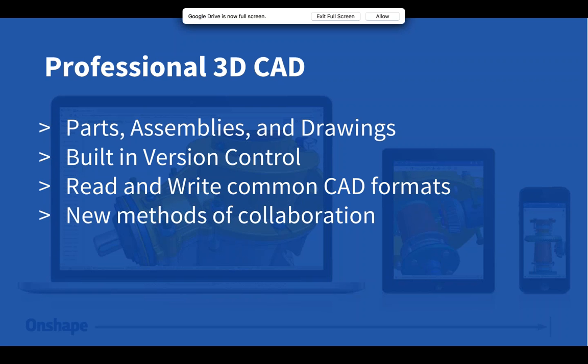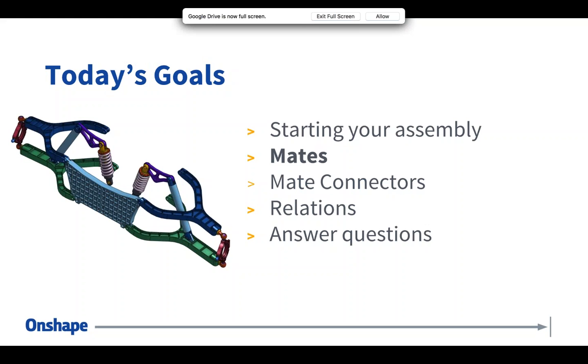So those are just some things I like to mention about Onshape. What are we going to talk about here today? The first goal of course with this is starting the assembly. How do I start my assembly? Just starting from scratch, I built a few simple parts. Now I want to assemble them. How do I get started? So we're going to start there.